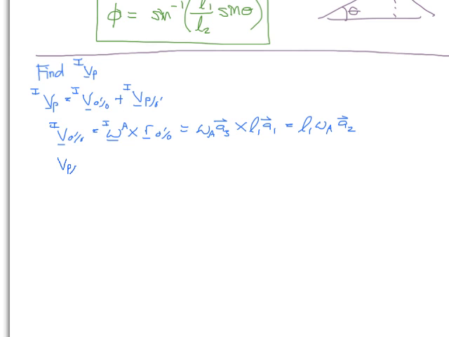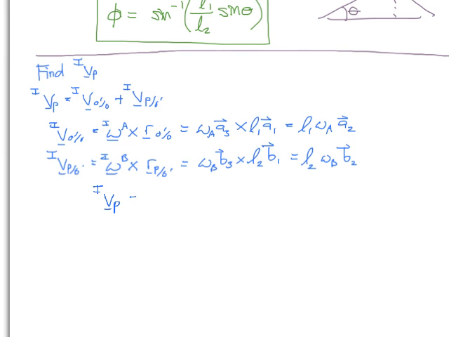Similarly, the velocity of P with respect to O prime, as observed in the inertial reference frame, is omega B, as observed in I, crossed with the position vector r of P with respect to O prime. This is equal to omega B in the B3 direction, crossed with L2 in the B1 direction, which gives us L2 omega B in the B2 direction. So adding these two parts together, the velocity of P as observed in the inertial reference frame is equal to L1 omega A in the A2 direction plus L2 omega B in the B2 direction.